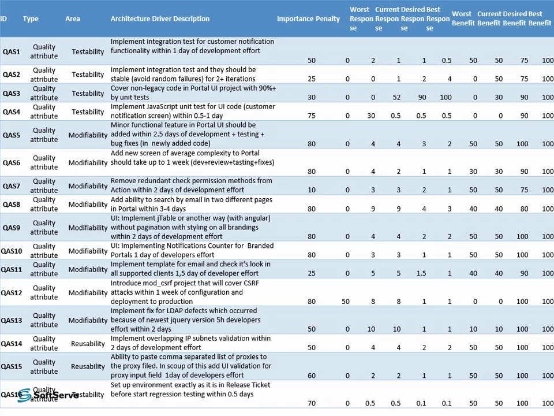And besides, we also put worst, current, desired, and best case response measure values and mapped them to the so-called benefit values, unitless benefit values from 0 to 100. Those were basically perceived benefits from the point of view of the stakeholders. And those benefit values would later be used in the cost-benefit analysis.